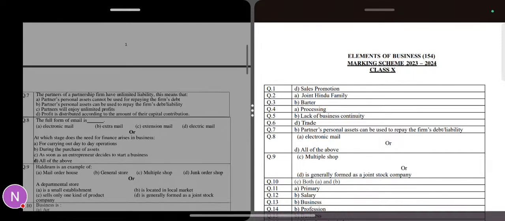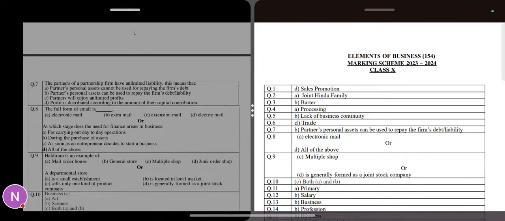or liabilities. Eighth question. The full form of email is A, electronic mail, B, electric extra mail, C, extension mail, D, electric mail. So the full form of email is option A.